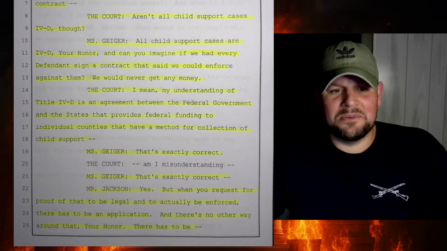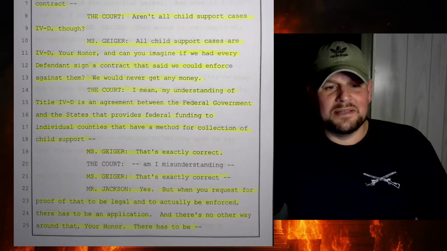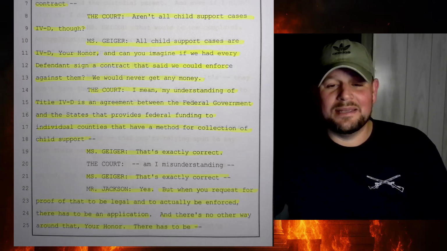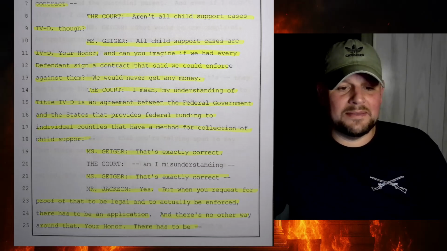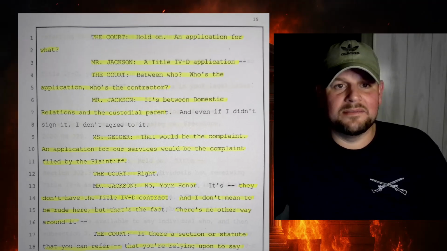And I said yes, but when you request proof of that to be legal and enforced, there has to be an application, and there's no other way around that, Your Honor. And I said that very politely, and there's really not another way around that. And here's the second part of that. This is right after the one we just looked at.